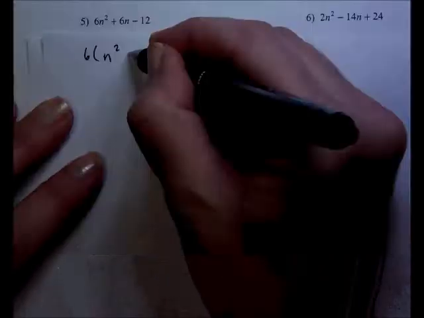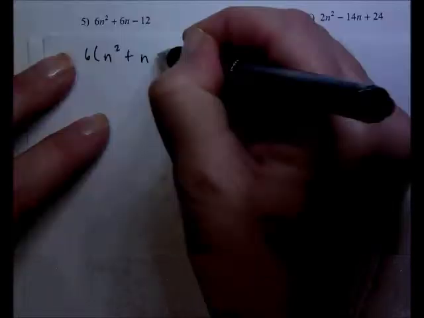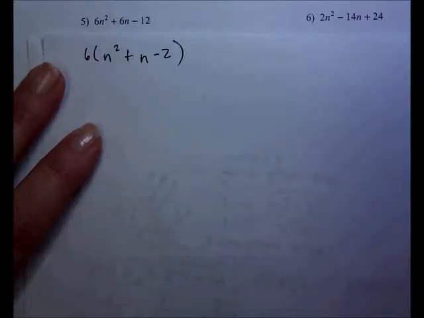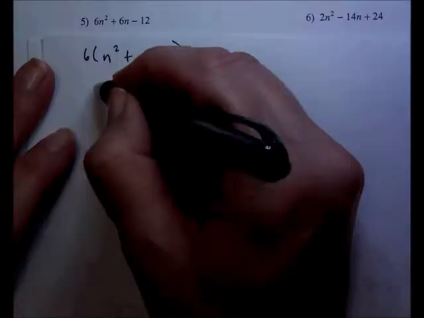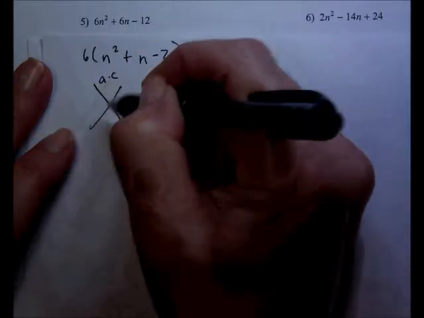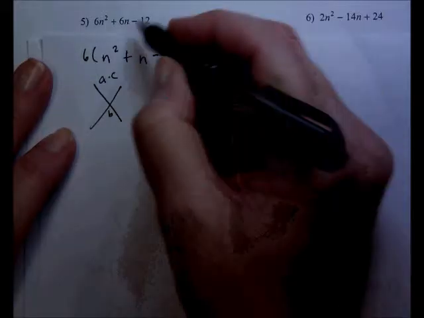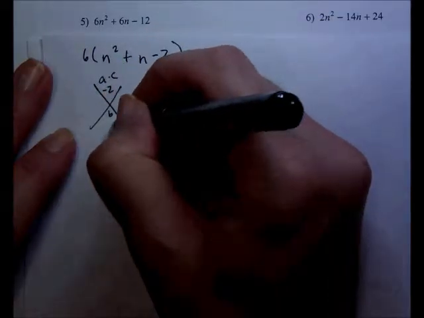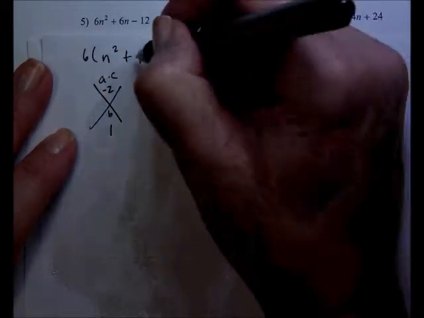And number 5 is 6n squared plus 6n minus 12. So in this case, I'm going to factor out a GCF. 6 times n squared plus n minus 2. Okay, I divided each of my terms by 6. And then I use my x factor, a times c, b. And so a times c is negative 2 and b is 1. Remember, there is a 1 there.